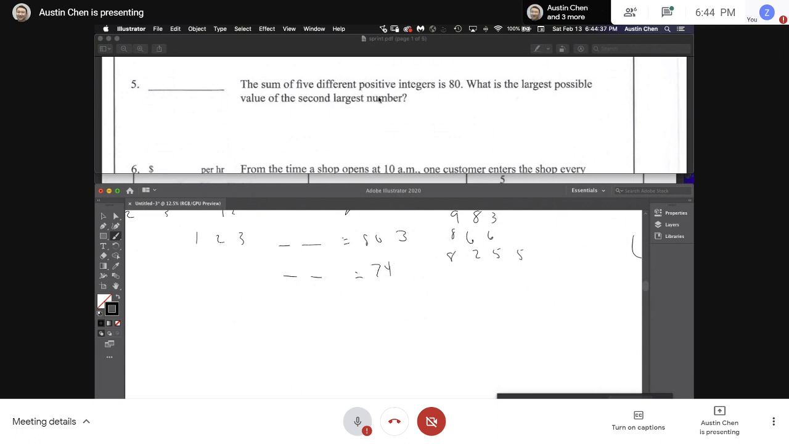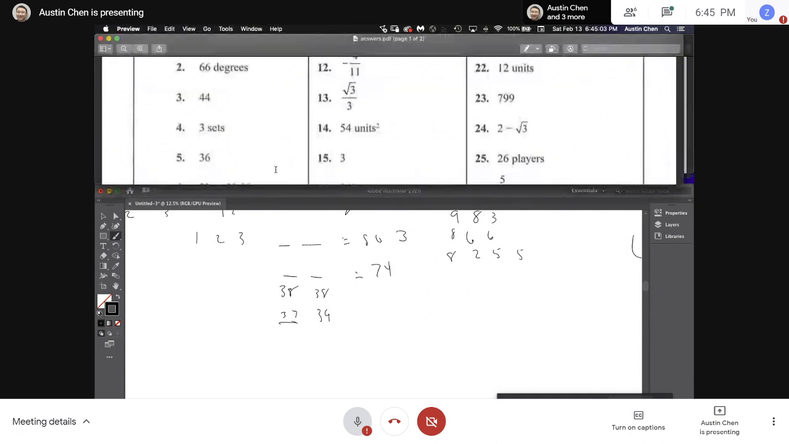And all these positive integers are different, right? Now the average of 74 is going to be 38, but we can't have 38 because these are the same integer. So we're going to have to increase this one by 1 and decrease this one by 1, so that this is still the largest and this is still the second largest. And then this is the second largest number that we can have. So 37. Oh, wait, no. Wait, my bad.